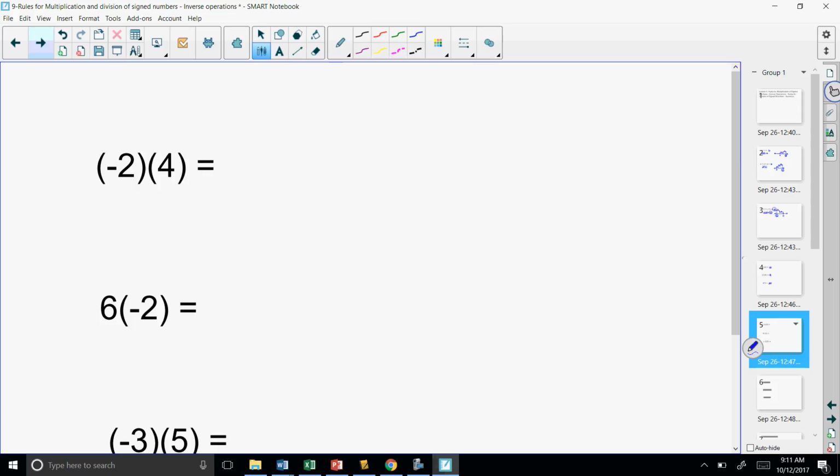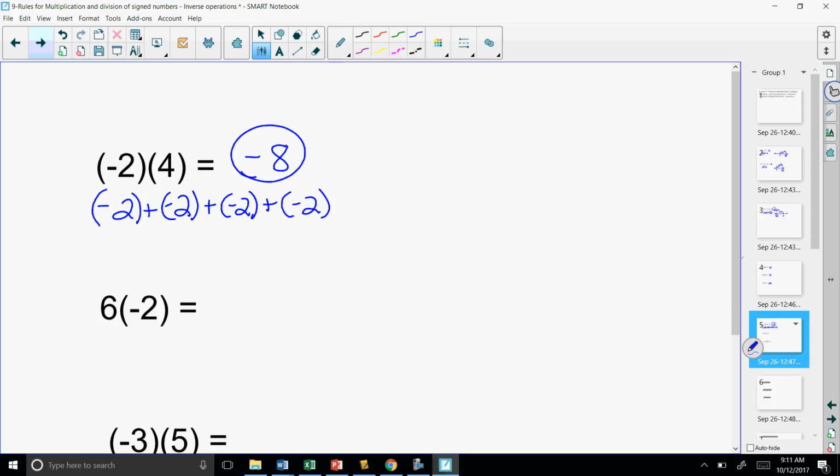But now, what is this saying? This problem says negative 2 times 4. That means negative 2 plus negative 2 plus negative 2 plus negative 2. I am using negative 2 as an add-in 4 times. What's negative 2 plus negative 2 plus negative 2 plus negative 2? Team negative has 8 points. So I end up with negative 8. So negative 2 times positive 4 is negative 8.